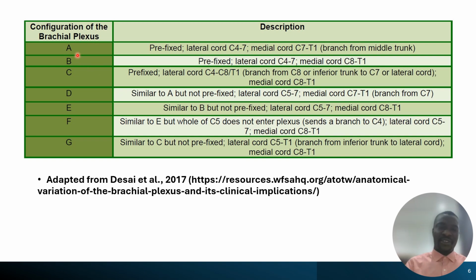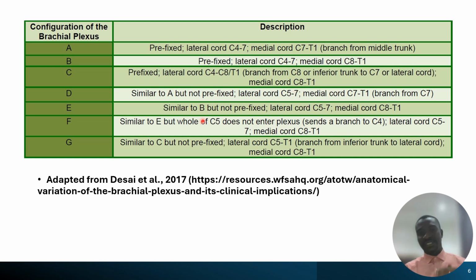The first configuration, configuration A, is prefixed, with a contribution of C4 to C7, and then also C7 to T1 as well, with a contribution of a branch from the medial trunk. And then B is also prefixed. You're having contribution from C4 up to T1. The C is also prefixed, with contribution above the classical, which is above C5, from C4 and also down to T1.